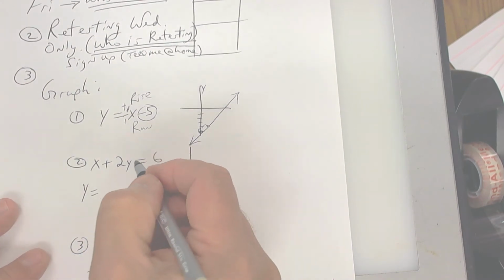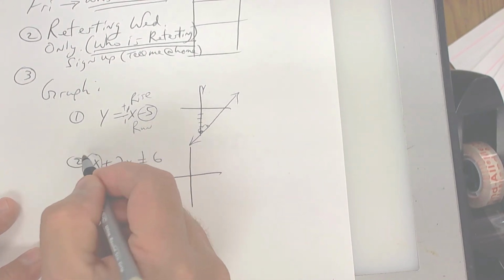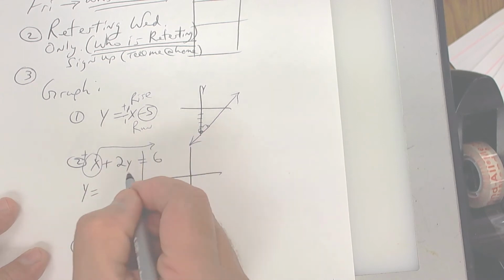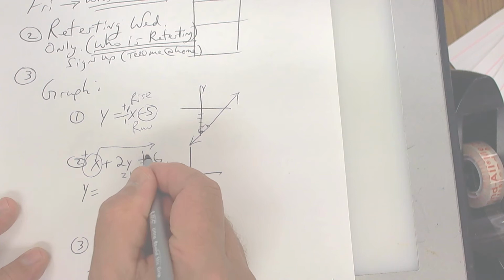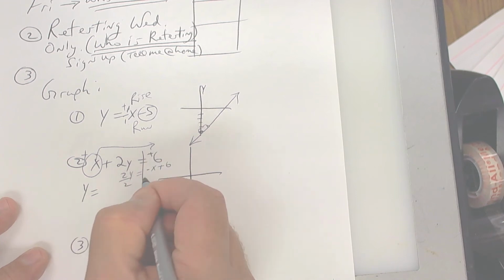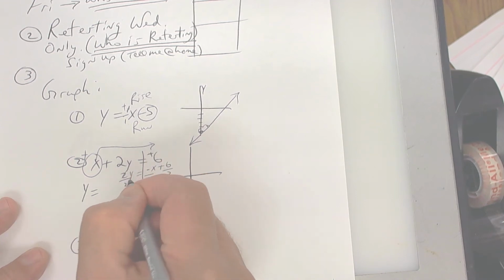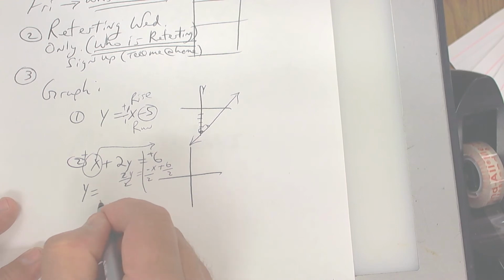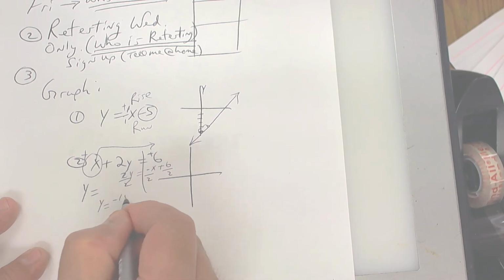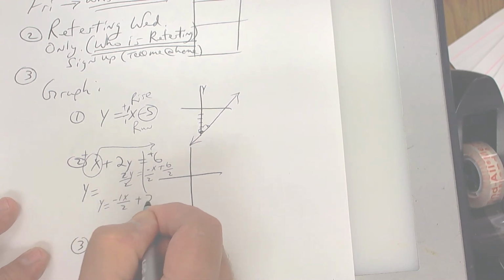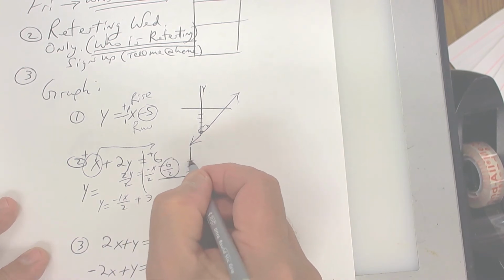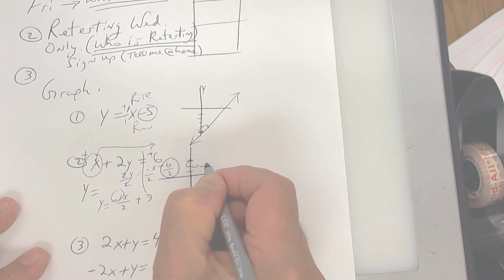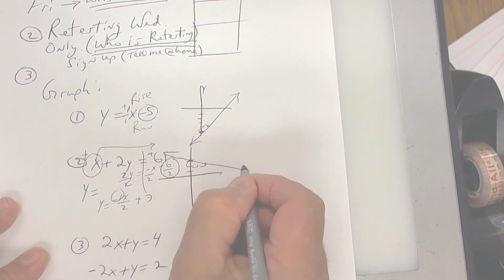This one right here, you have to get y by itself. So you bring the plus x to the other side. So you get 2y is equal to -x plus 6. Then you divide by 2. And when you do, you get y equals -1x over 2 plus 3, 6 divided by 2. So you go up 3, 1, 2, 3, put a dot, then you go down 1, and then to the right 2. And that's how it should look.